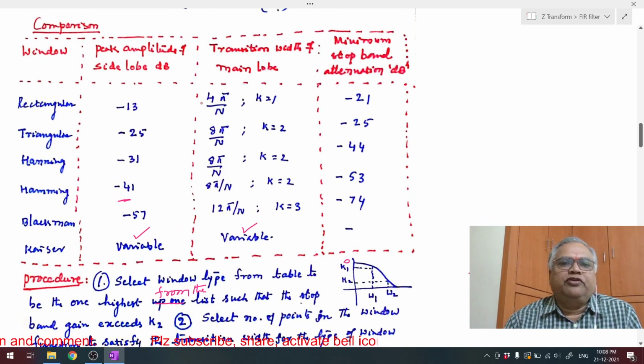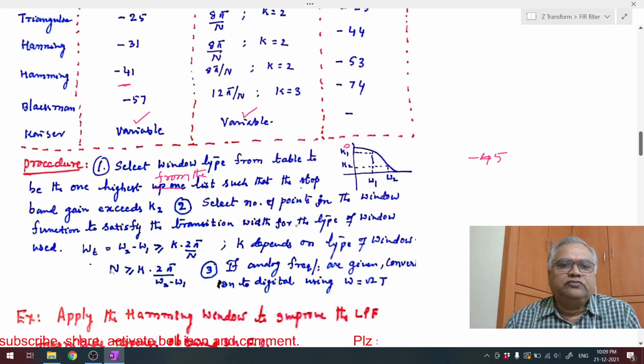For the rectangular window, the total is 4 pi by n, so you take K equal to 1. 8 pi by n, take K equal to 2; 8 pi by n to 12 pi by n, 3. So the main lobe width is increasing and the K value is given here: K times 2 pi by n. K depends on the type of window. So solve this equation for n.